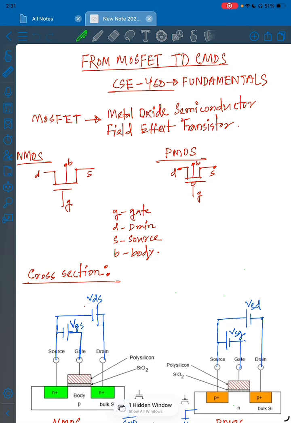Today we will be going through some of the fundamental topics of CSE 460 VLSI design.